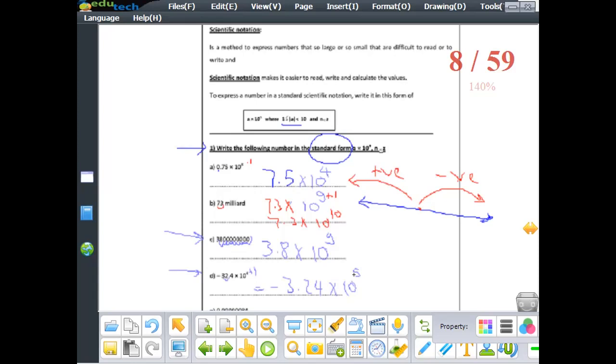I think you understand now how you can change any number into its scientific notation or its standard form. And this is very important for you in the exam. I wish you understand what I said, and I'm going to solve the next question for you.